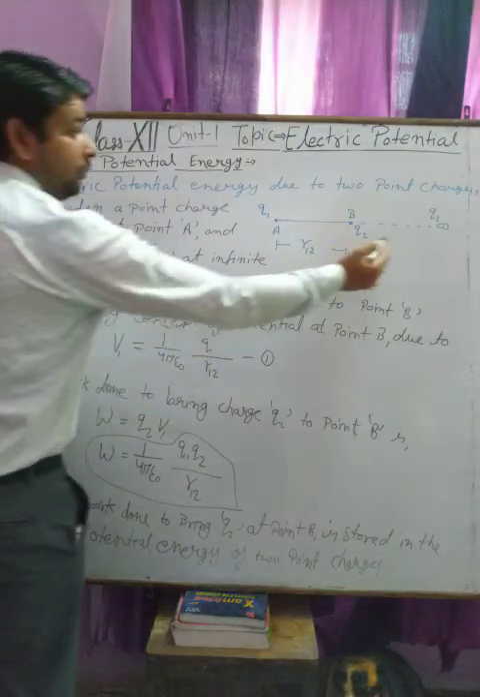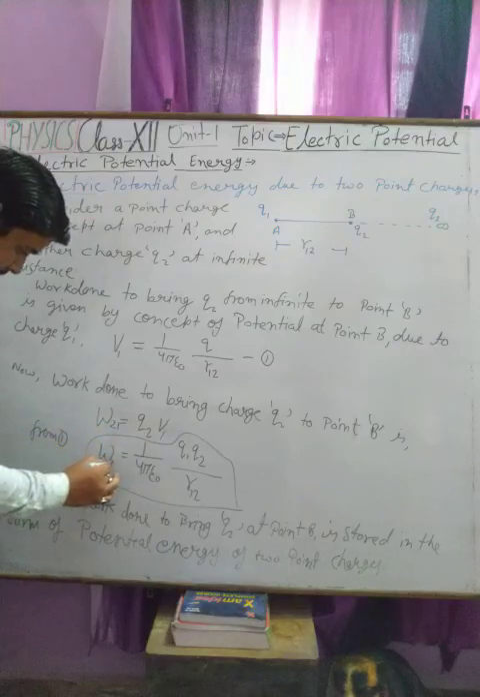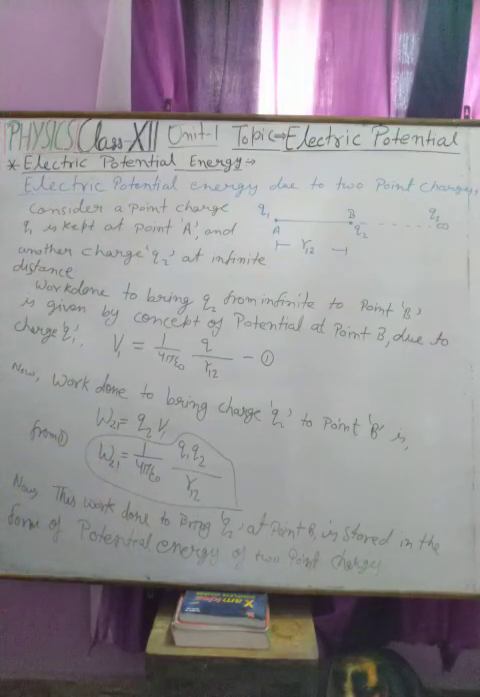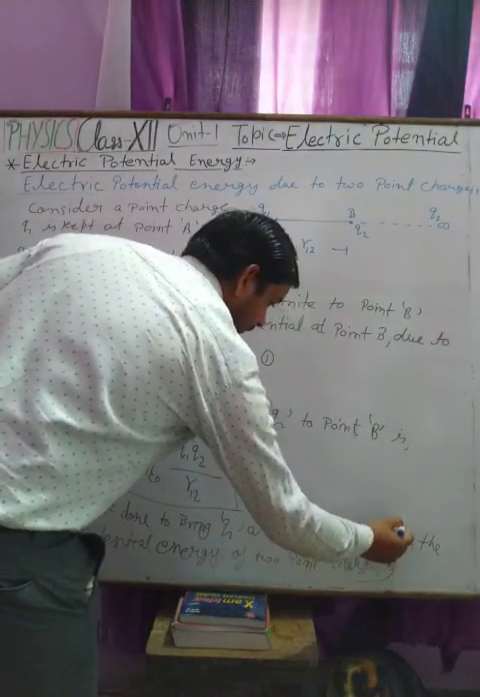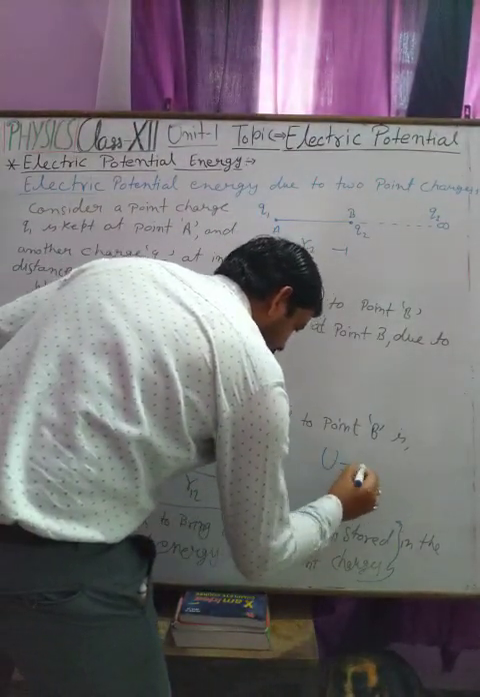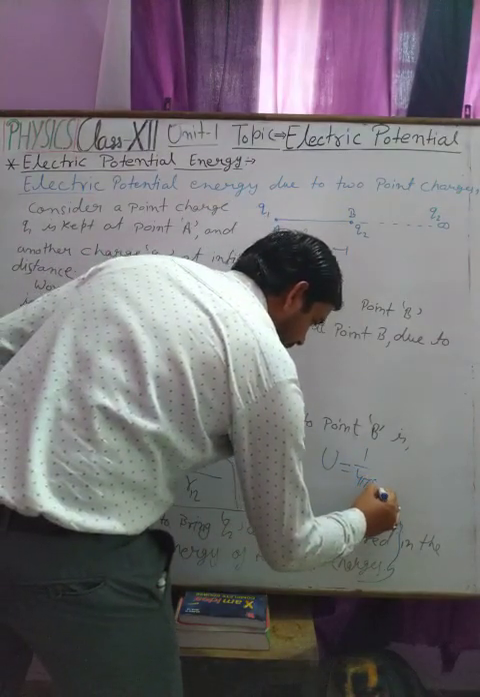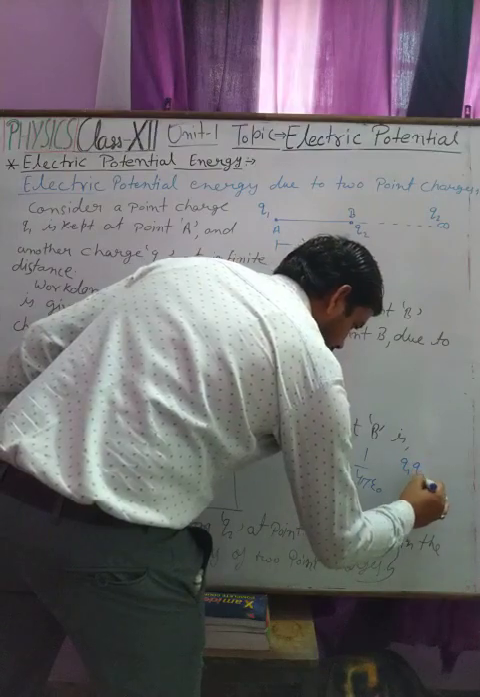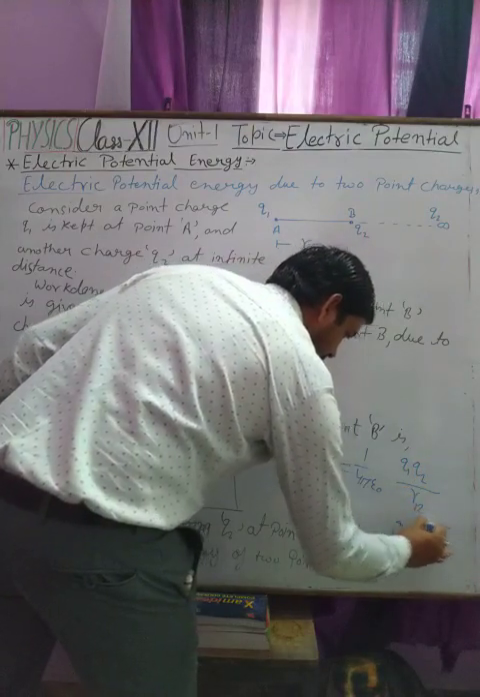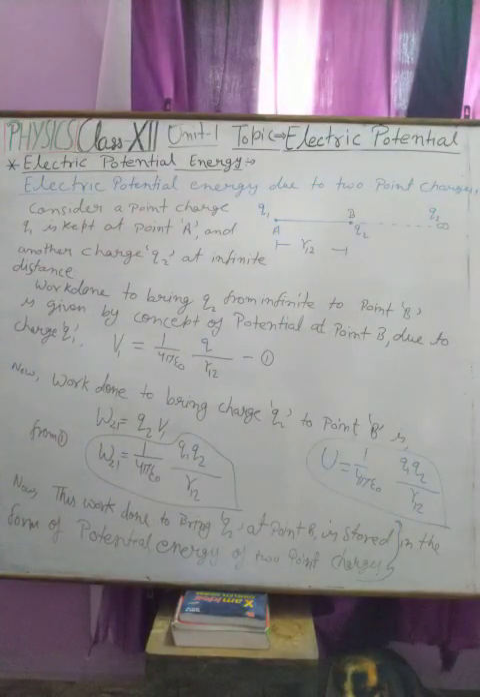This leads to W21. Then after, this can be written as U is equal to 1/4 pi epsilon naught q1 q2 upon r12. This is the value of potential energy of 2-point charges.